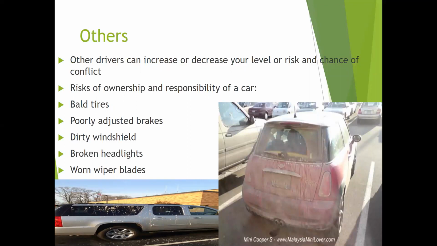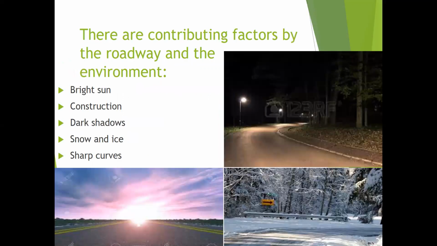Risks of ownership and responsibility of a car: bald tires, poorly adjusted brakes, dirty windshield, broken headlights, and worn wiper blades. There are contributing factors by the roadway and the environment, which include things like bright sun, which makes it difficult to see, construction, going through a construction zone, dark shadows, when you drive in snow, when you drive in ice, and on sharp curves.